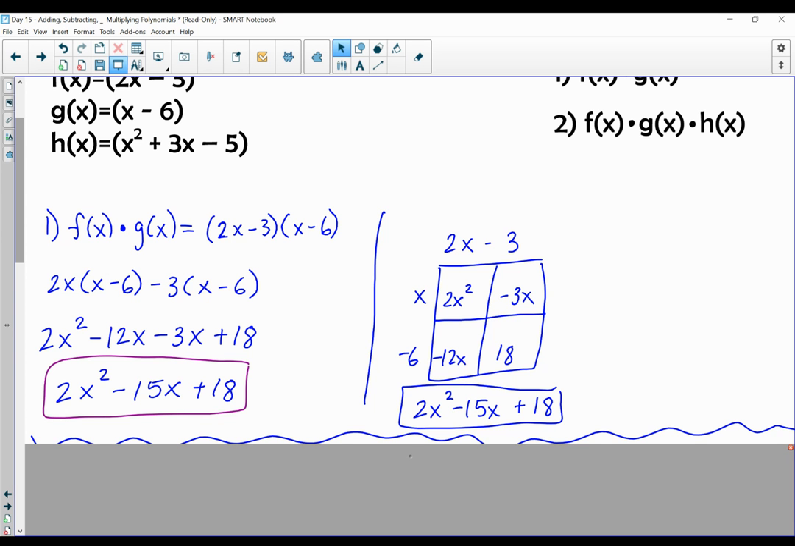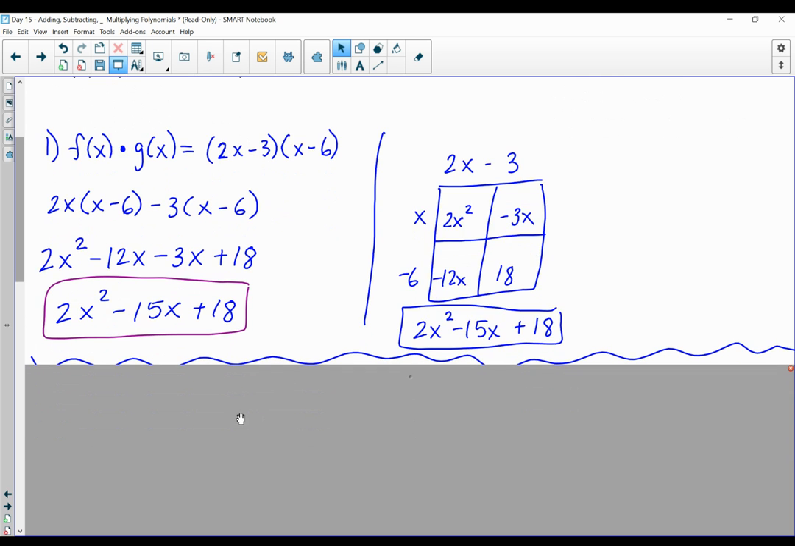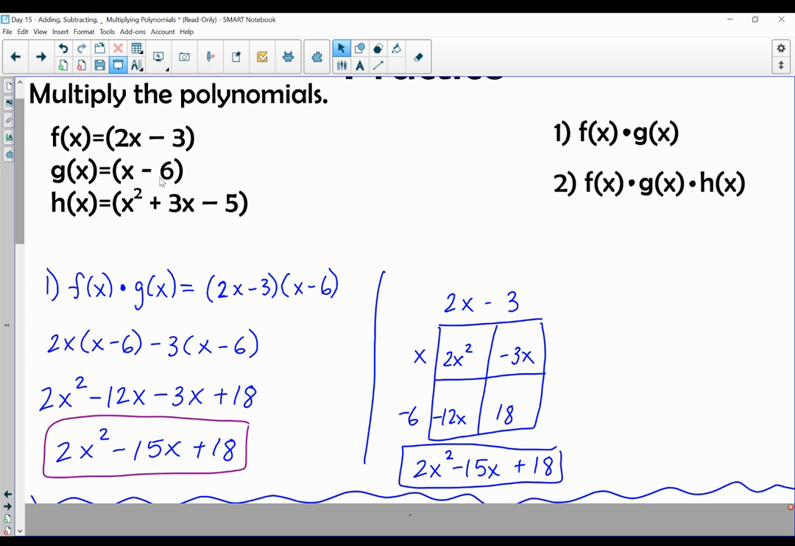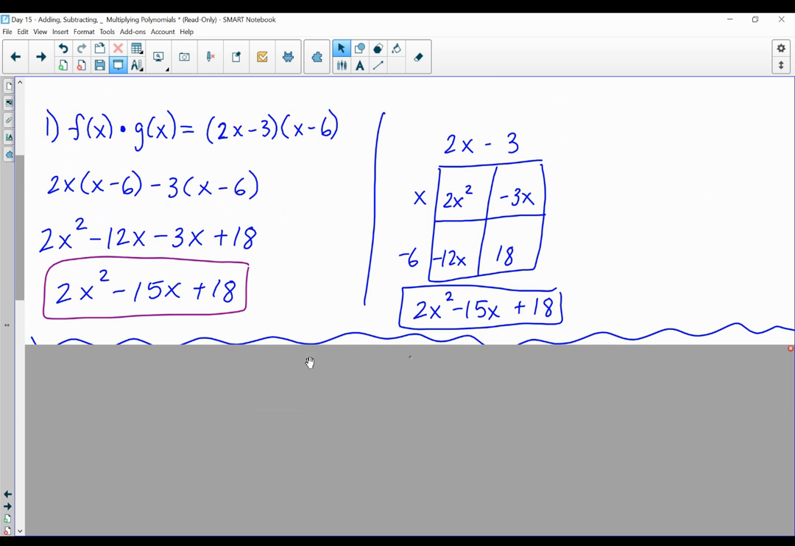Normally, I do prefer distribution method because for me it's quicker than setting up a box and all that. But in box method, we can see it a little bit clearer, and the bigger the numbers are, and the more terms we have multiplying, the easier it is. So that brings me to number 2. Number 2 is saying f of x times g of x times h of x. That's a lot. I'm looking at these 3, and I'm like, oh my god, I have to multiply all 3 of these? That's a lot.